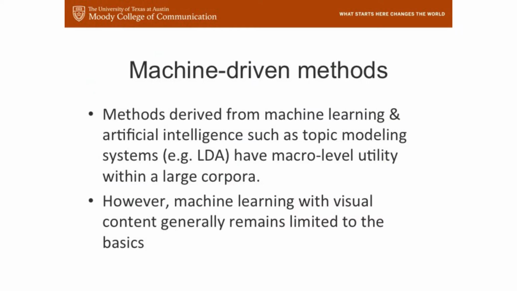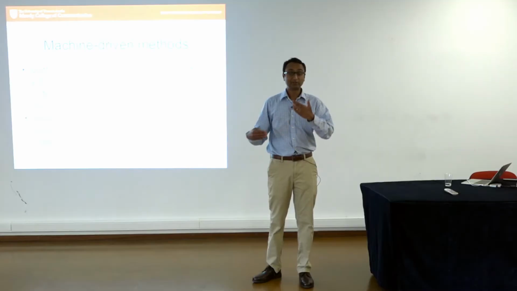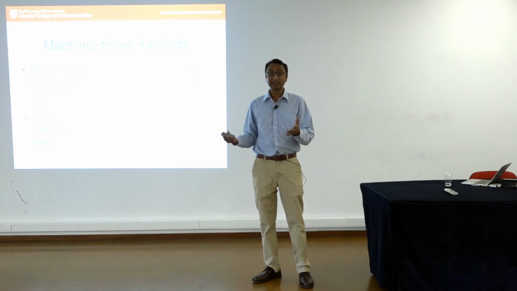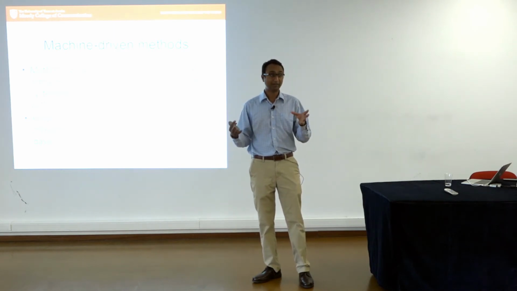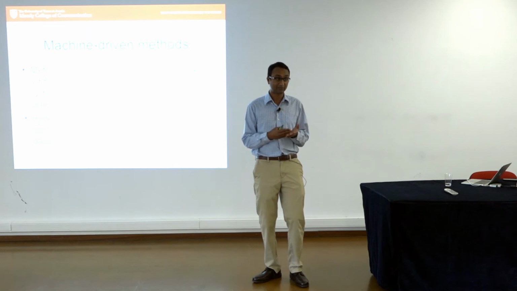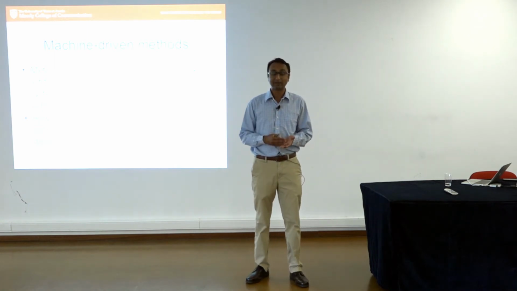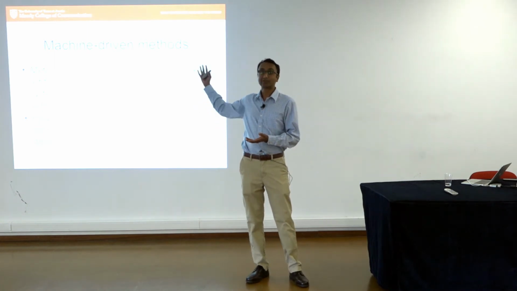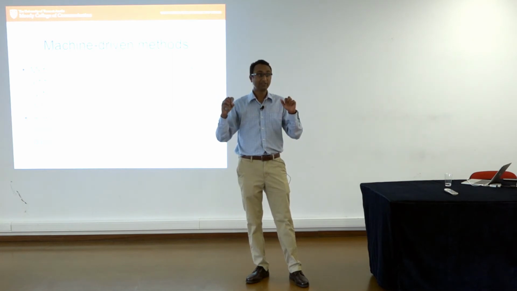So one approach is to take machine-driven methods to try to deal with this. You take machine learning and AI, such as topic modeling systems, and LDA has been used quite a bit to derive topic models. And you can do this with images. What you do is run it through something like Google Cloud Vision. I don't know how many of you have used tools like that, but there's Google Cloud Vision, and there's also an Amazon Vision.